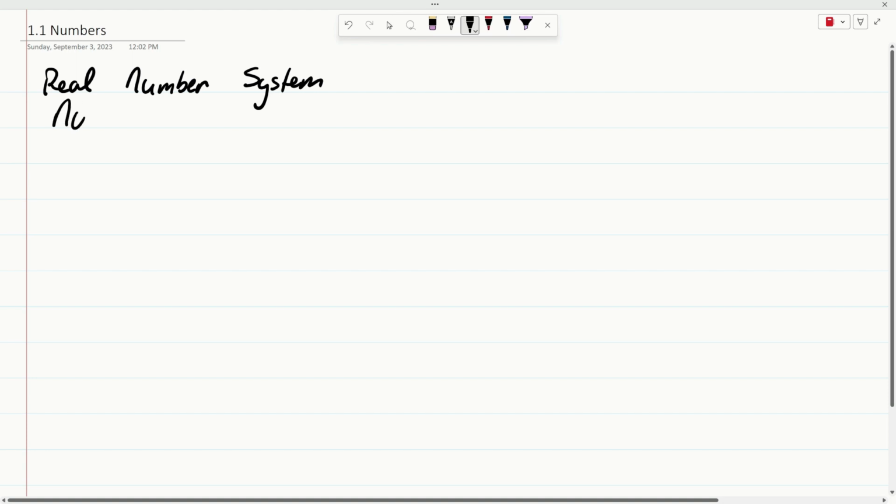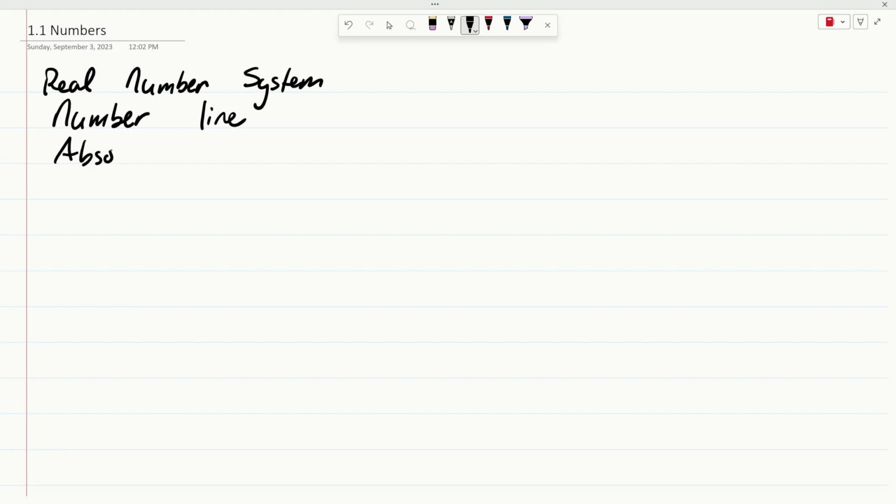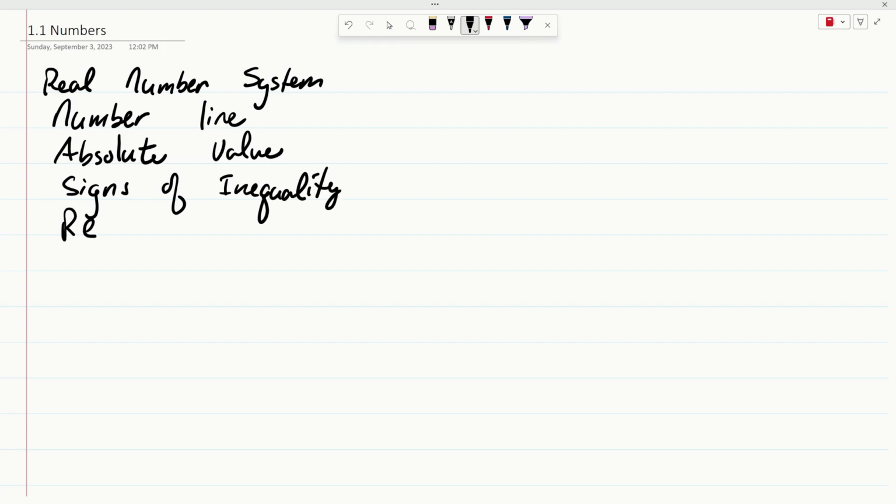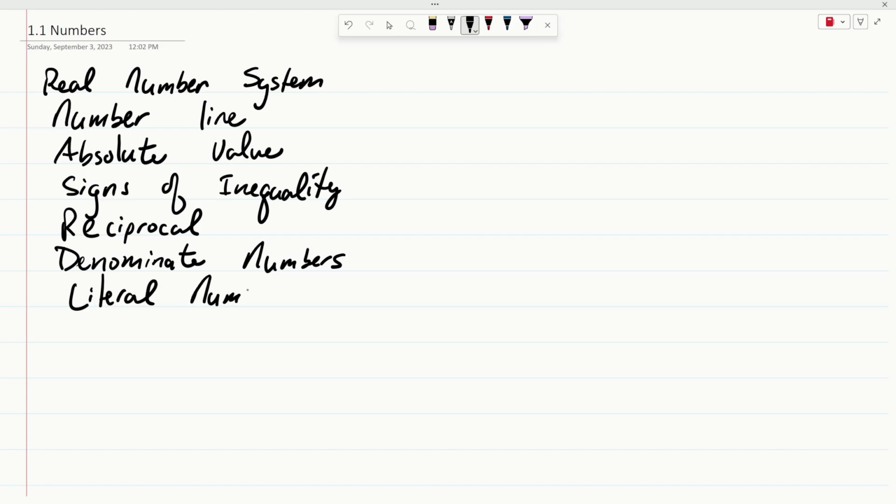Then we're going to look at the number line itself, followed by the absolute value, signs of inequality, reciprocals, denominate numbers, and finally, literal numbers. All right, so that's what this video is going to cover.